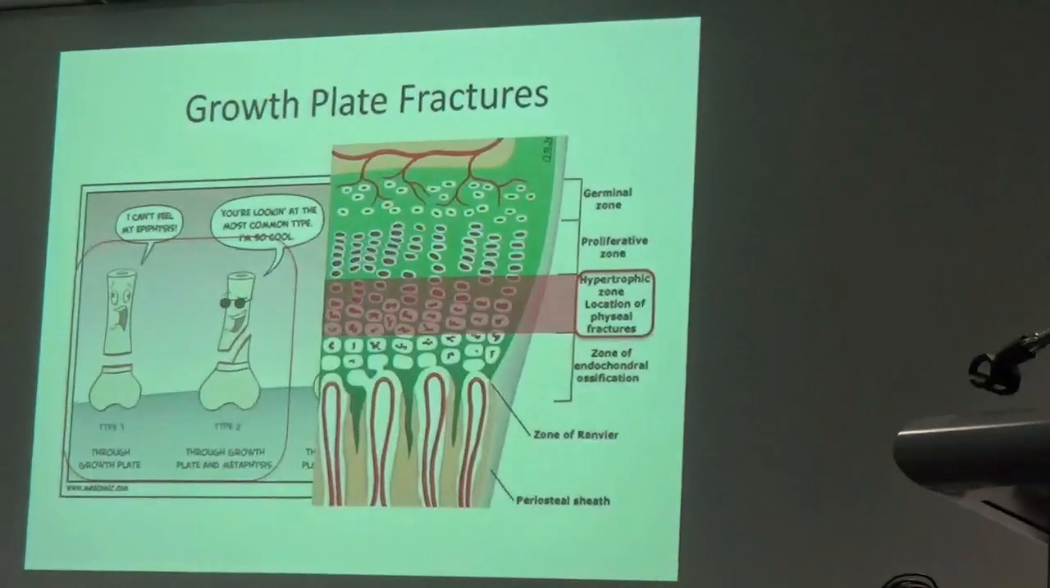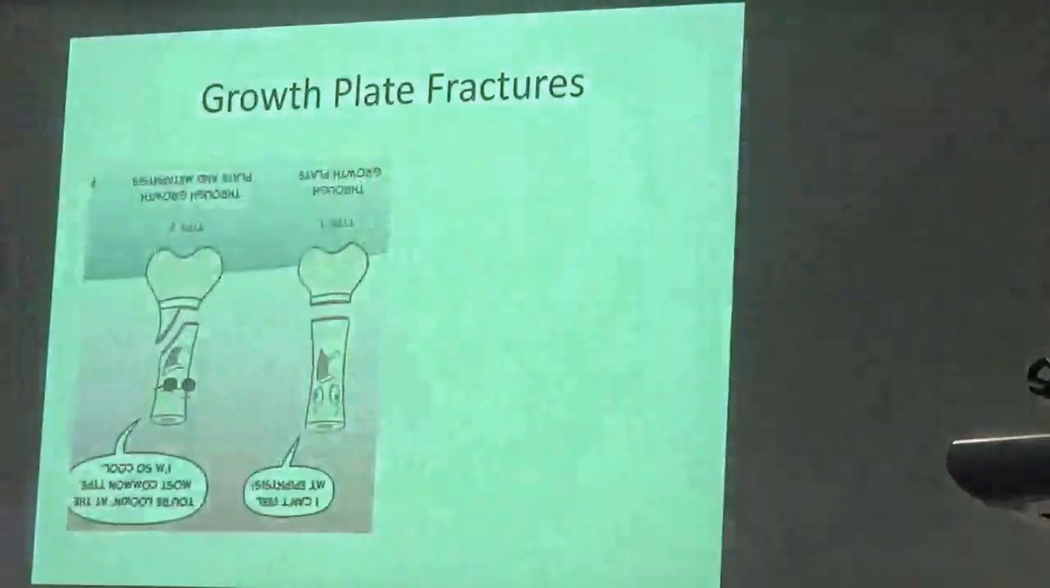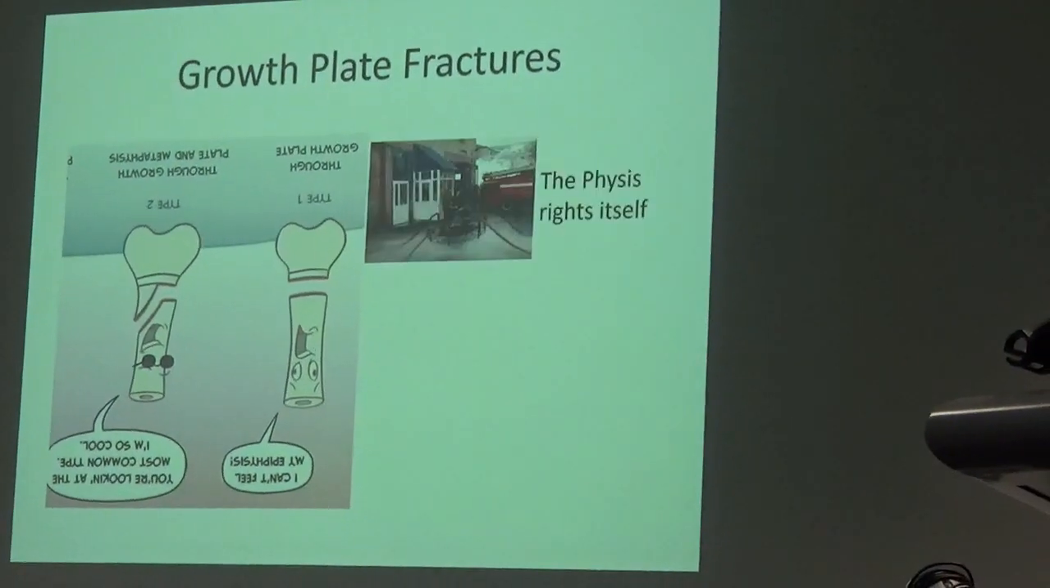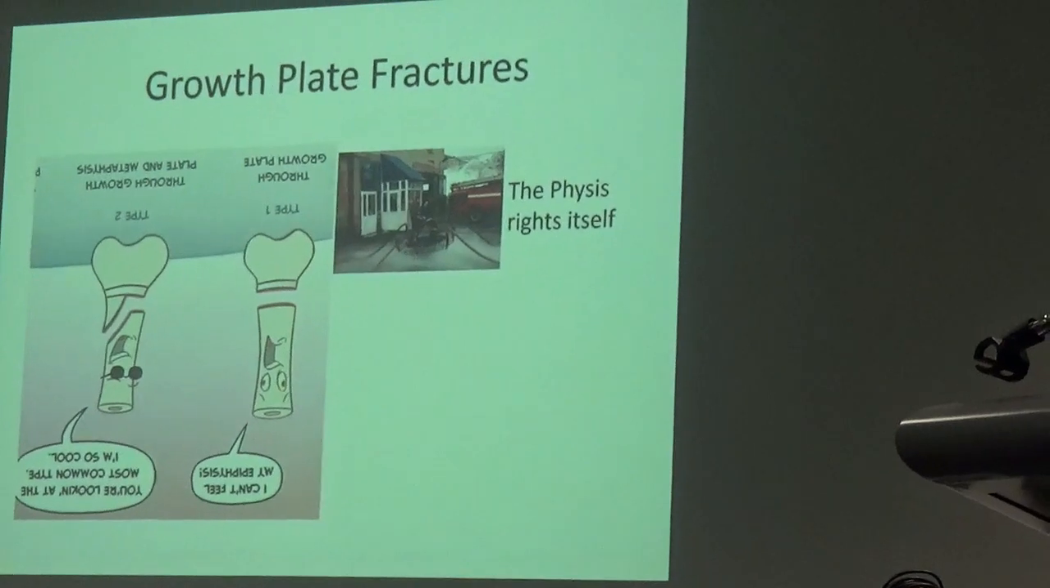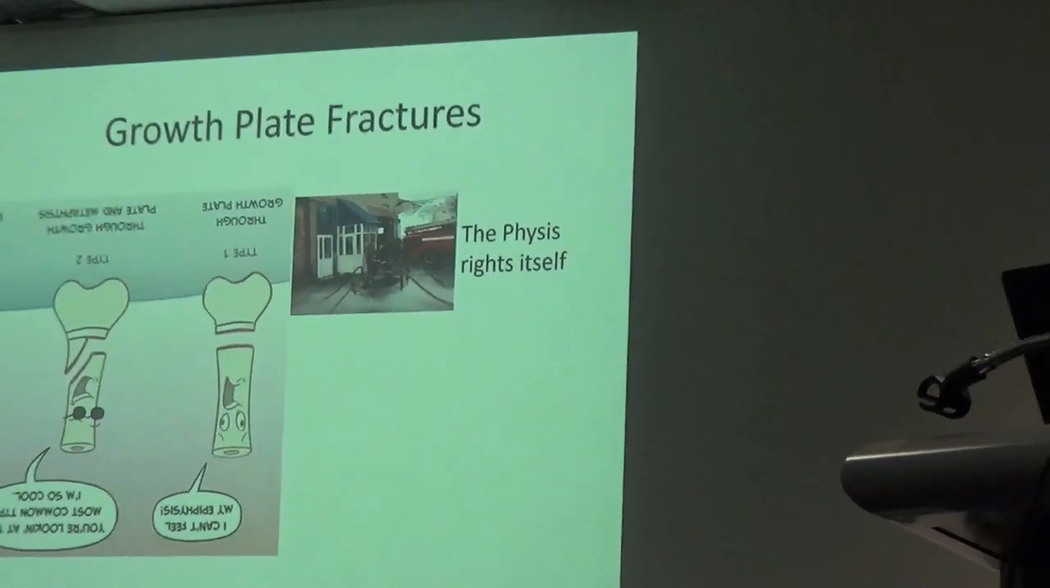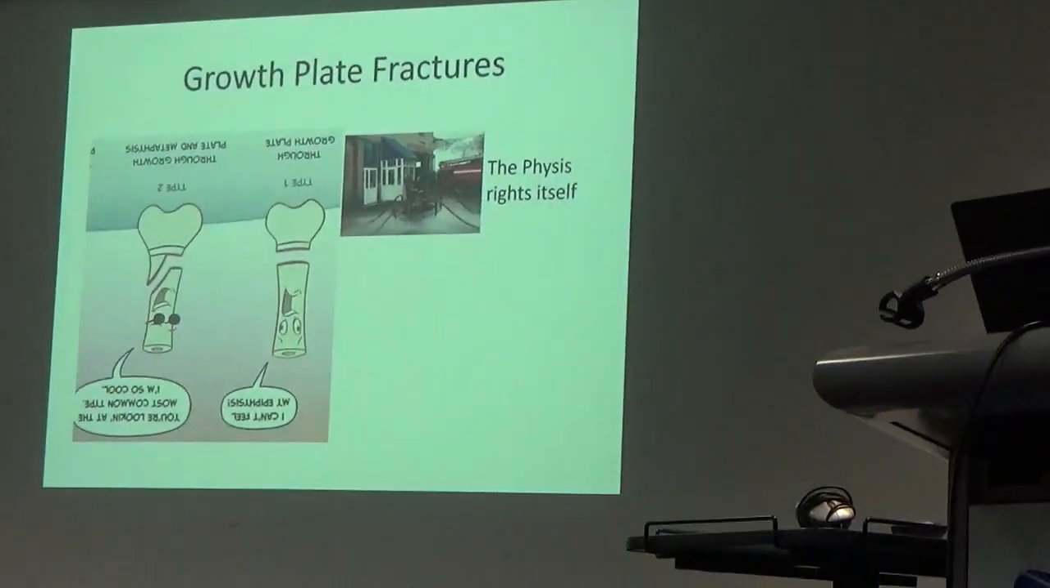Sorry about that. Yeah. So it deals with itself by the physis will right itself, closed again. Grows in a straight line and the rocket ship goes off straight and the angular deformity corrects itself.